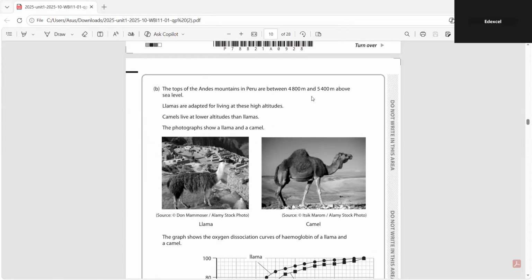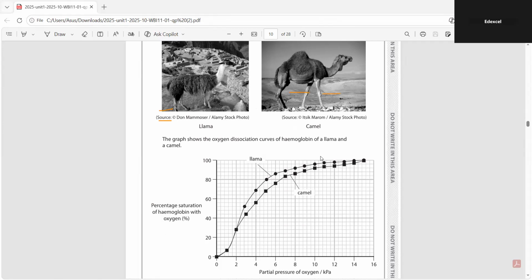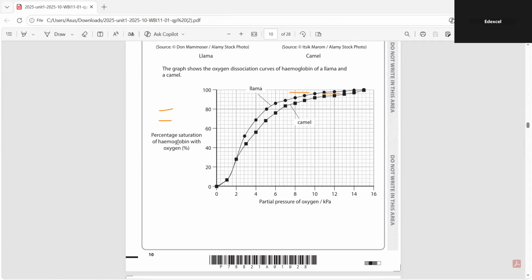The tops of the Andes Mountains in Peru are between 4,800 meters and 5,400 meters above sea level. Llamas are adapted for living at these high altitudes. Camels live at lower altitudes than llamas. So the photograph shows a llama and a camel. Okay. So you are also given a graph about the oxygen dissociation curves of hemoglobin of llama and camel. In the y-axis you are given the percentage saturation of hemoglobin with oxygen, and in the x-axis you have the partial pressures of oxygen for llama and camel. Okay. So let's see the question.